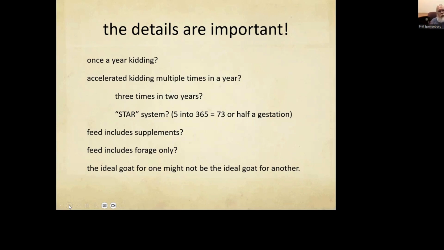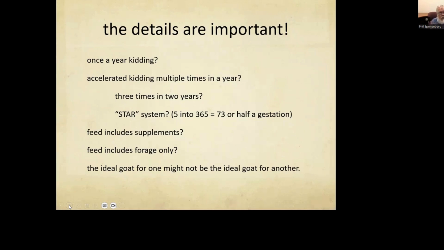Now, if we transpose what's available for sheep, the star system basically takes the year of 365 days and you divide that by 5. And so that gives you 73, which is conveniently about half a gestation. And so you can actually put the bucks in every 73 days. And you're not going to catch them all, but you're going to basically catch those does as early as you possibly can. And over 3 or 4 years, that's going to give you one extra kidding. If that helps you, then yes, that's a really, really good system.